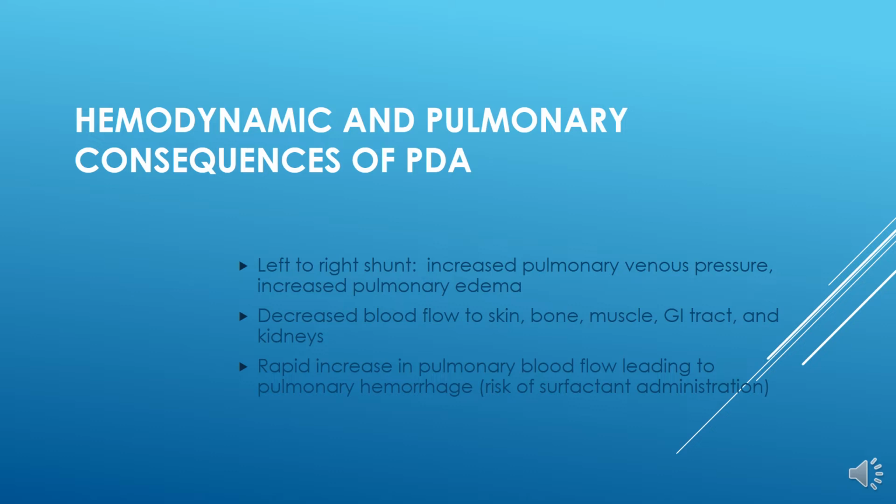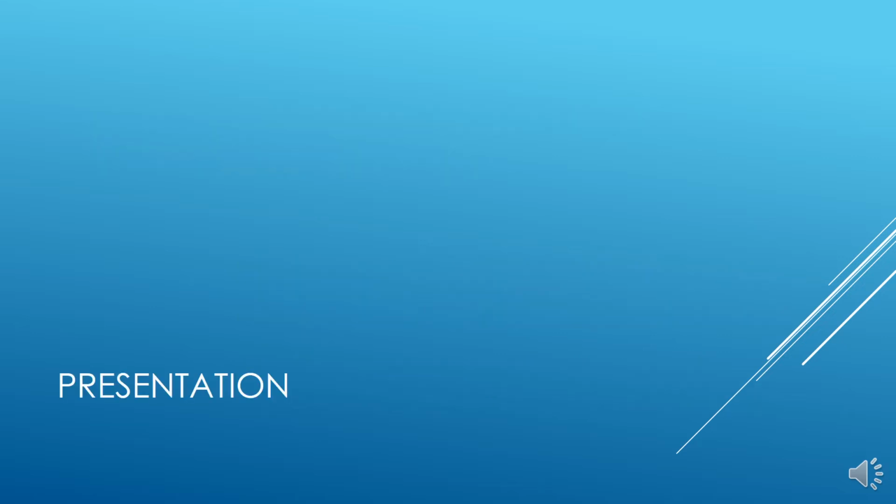So PDA leads to left to right shunt, increasing the pulmonary venous pressure, increasing pulmonary edema, decreasing blood flow to the skin, bone, muscle, and GI tract, and rapidly increasing pulmonary blood flow, increasing pulmonary hemorrhage. Shunting through the PDA occurs through both systole and diastole with significant increase in pulmonary blood flow to a greater degree than with intracardiac shunting, and this leads to early heart failure symptoms and accelerated development of pulmonary hypertension.